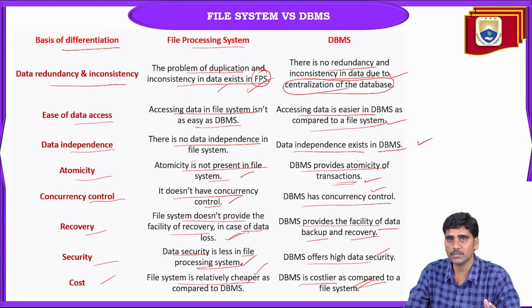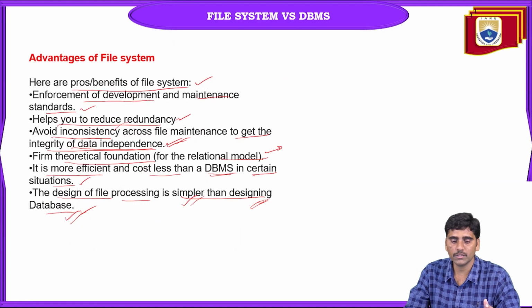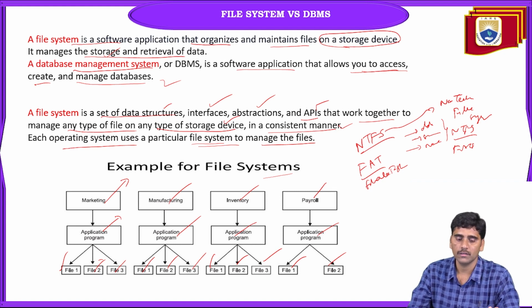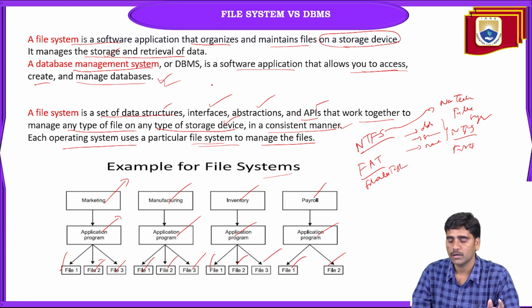So once again we revise the topic which we discussed in this session. What is meant by a file system, and what are the different types of file systems? A file system is a software application that organizes and maintains files on particular storage devices. A DBMS is an application that allows you to access, create and manage databases.